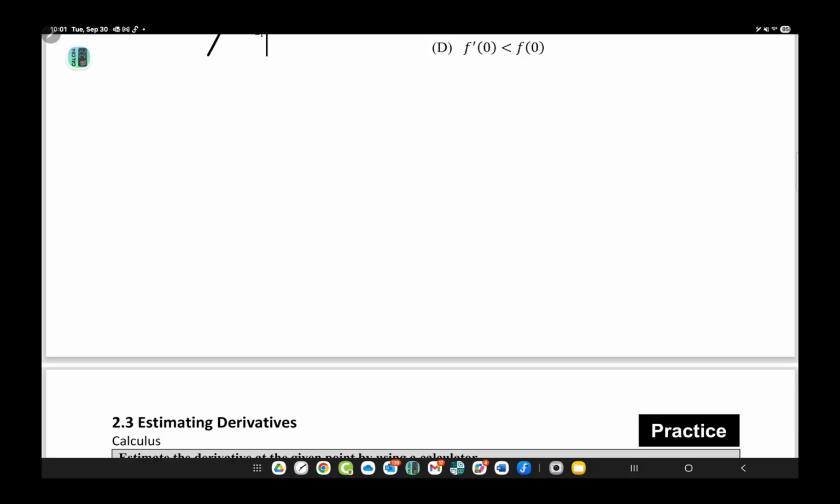Honestly, I don't see a lot of that on this test. Know your sine and cosine, and know your tangent. I do not see a lot of secant, cosecant, cotangent, if any. But really, go over the homework and you should be okay.